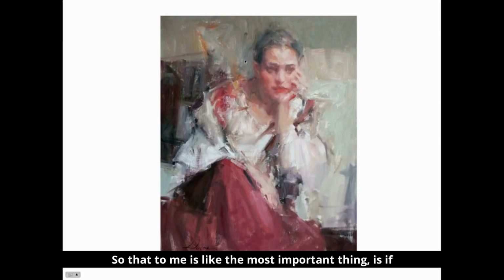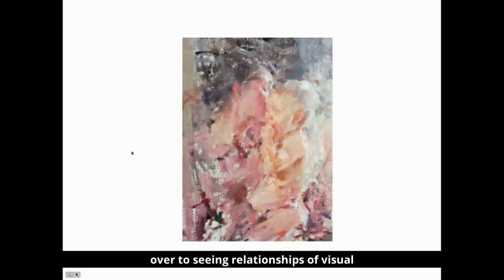So that to me is the most important thing: if you can find the information that takes it from being literal or object oriented and twist it over to seeing relationships of visual information. So whether it's shape, line, value, color. And then of course we can throw edges into the mix of all those.